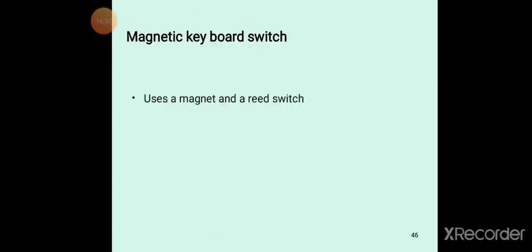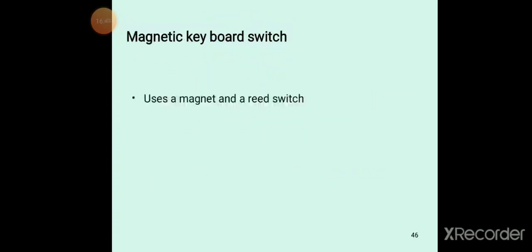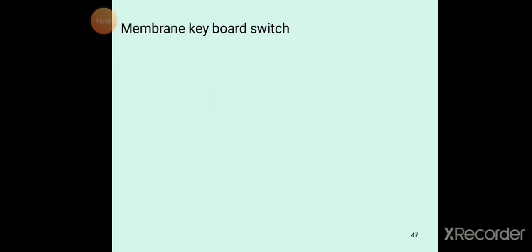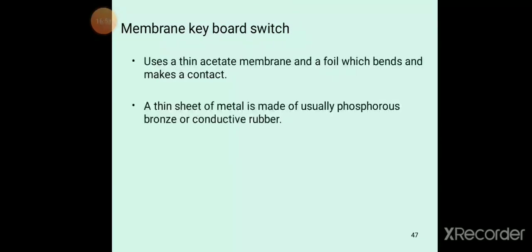You can see there. The magnetic type keyboard uses a magnet and a reed switch. Coming to the membrane keyboard switch, it uses a thin acetate membrane and a foil which bends and makes a contact. A thin sheet of metal is made of usually phosphor bronze or conductive rubber.